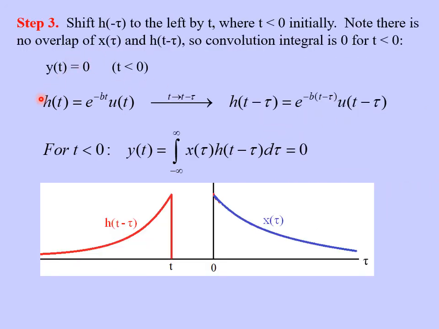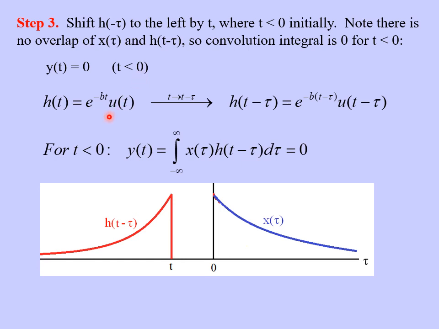The next step is to shift h of minus tau to the left by t, where t is initially some value less than 0. That means it's pushed over to the left, as shown in this graph. Notice there's no overlap between these two functions. The convolution integral, remember, is the product of these two. Since there's no overlap, the convolution integral is 0. That tells us that the output of our system, y of t, is just equal to 0 for all times less than 0.